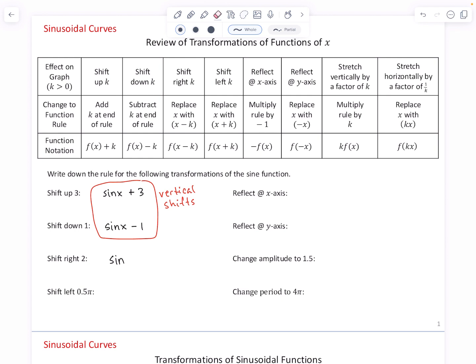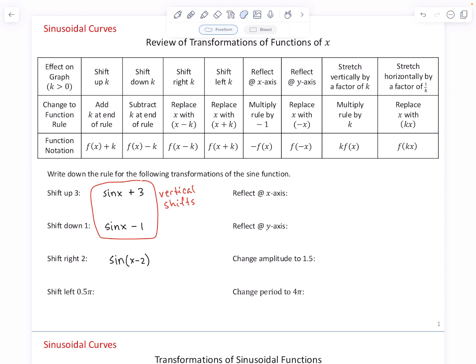Now, when you do this, I recommend you erase the x and in its place put parentheses. This is the position of the argument. The argument used to be x, and now we want it to be x minus 2. This is different than saying sine of x and then minus 2. Without parentheses, the order of operations would be to do sine of x first, and then do this minus 2 at the end, and that would be a vertical shift down 2.